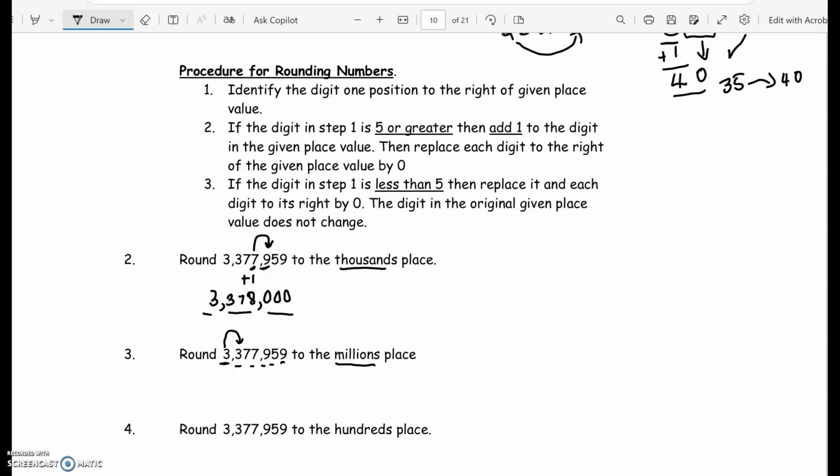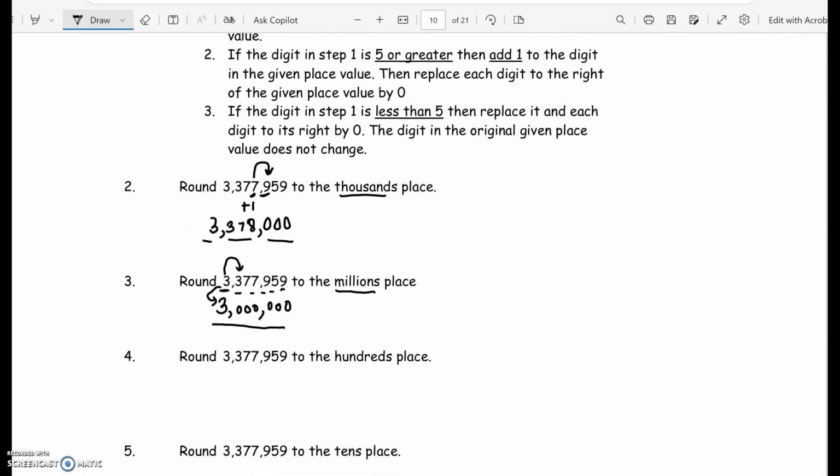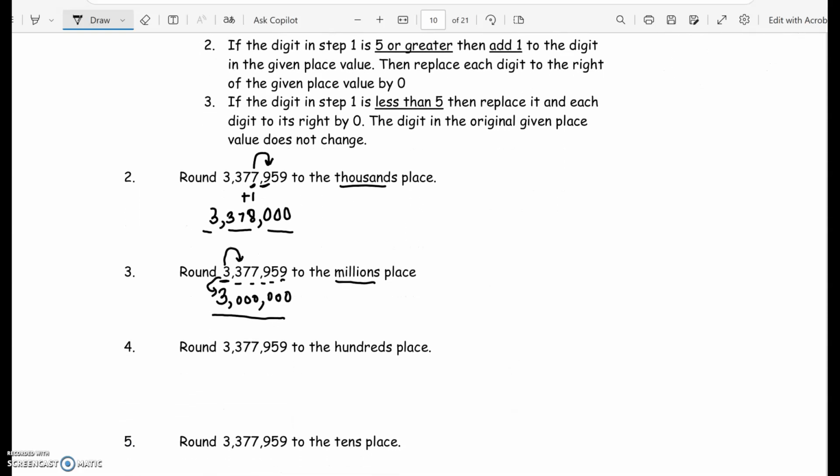3 is less than 5, so we round down, which means we leave the millions place 3 alone, and everything else becomes a 0. So 3,377,959 is approximately equal to 3 million when you round it to the millions place. And it's been rounded down because 3 million is less than 3,377,959.